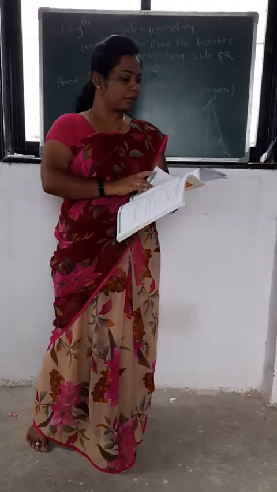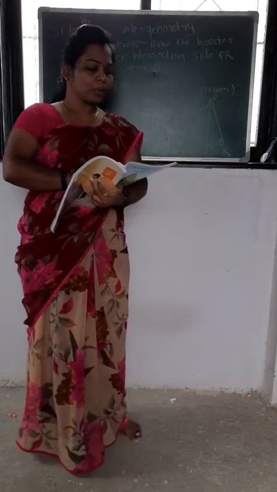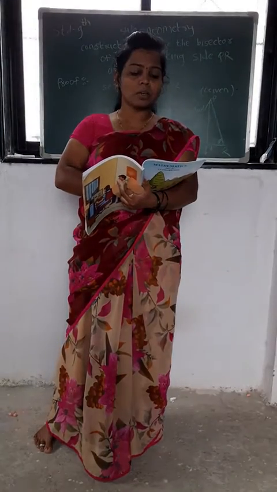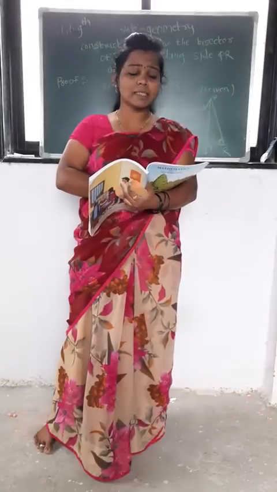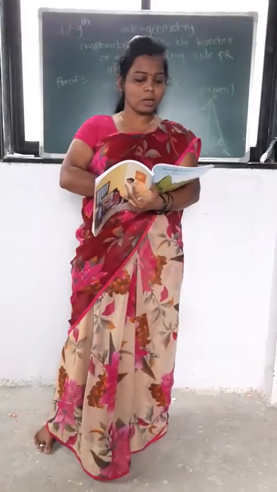Next we have the corollary. If three angles of a triangle are congruent, then its three sides are also congruent.